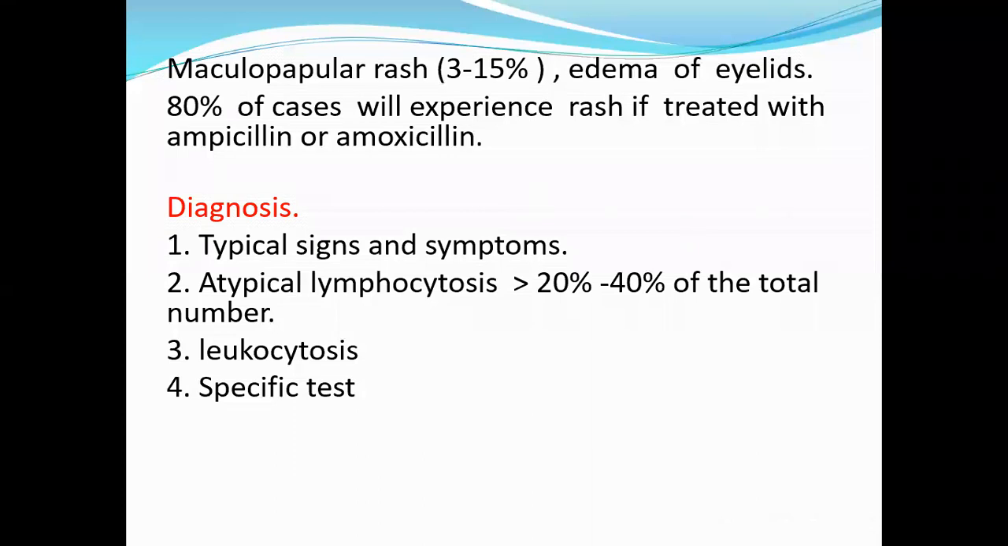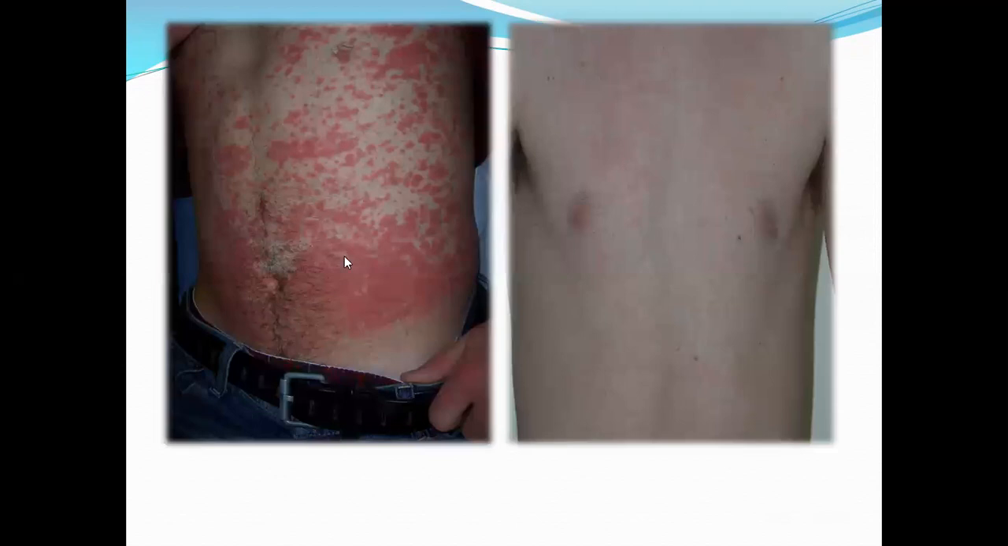In 80% of cases, patients with infectious mononucleosis will experience a rash if treated with ampicillin or amoxicillin. So if the child has infectious mononucleosis and fever and takes treatment, for example ampicillin or amoxicillin, in 80% of cases there will be a rash on the whole body. As we see in this picture, this is a case of infectious mononucleosis that took ampicillin or amoxicillin. This led to the appearance of this maculopapular rash on the whole body.